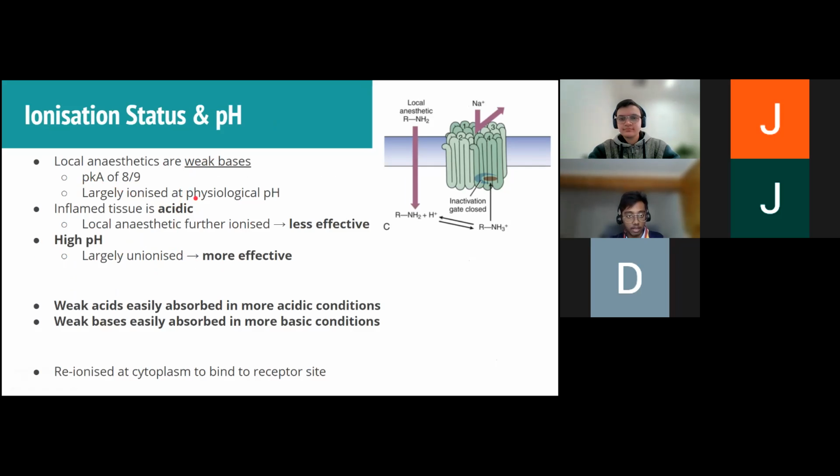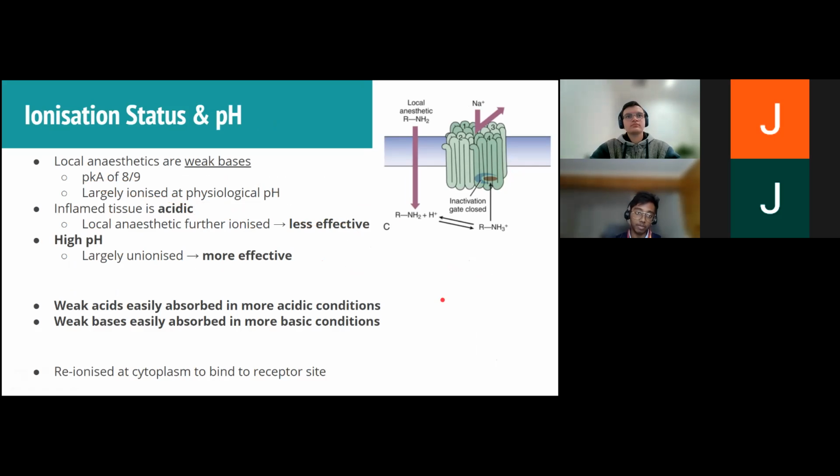So the next one on the list was ionization status and pH. Local anesthetics are weak bases that have a pKa of 8 or 9. If you remember what a pKa is, that's the pH at which the local anesthetic would be 50% dissolved and 50% in the original form, like ionized. So at physiological pH of, I think it was like 7.4, it's going to be largely ionized.